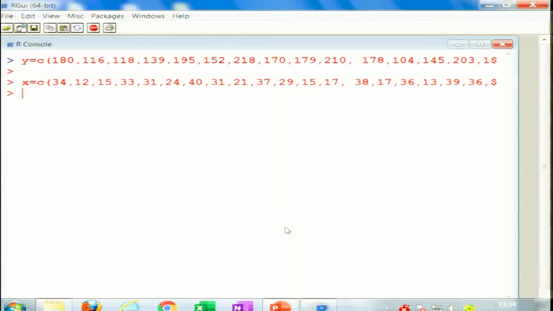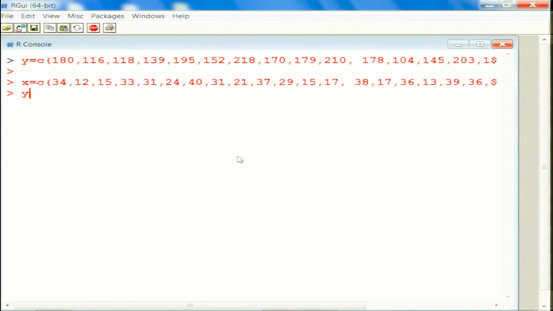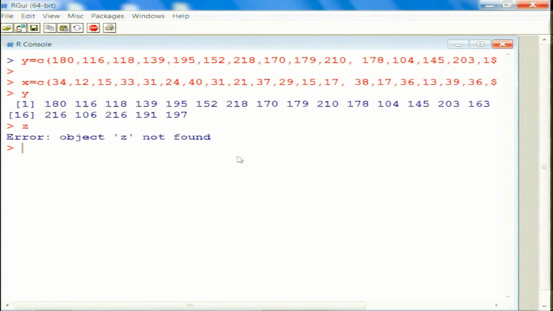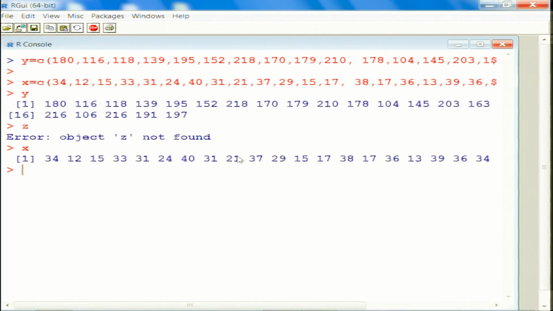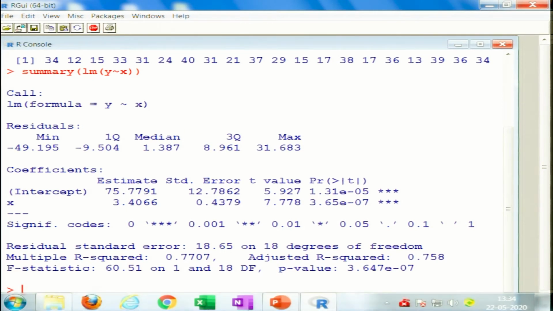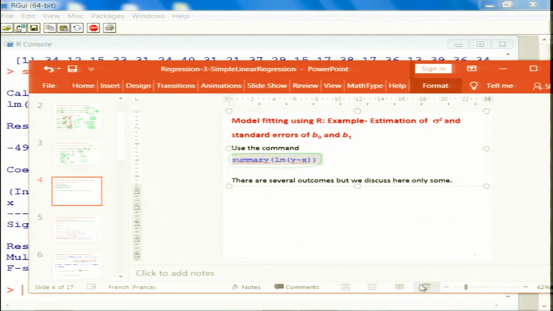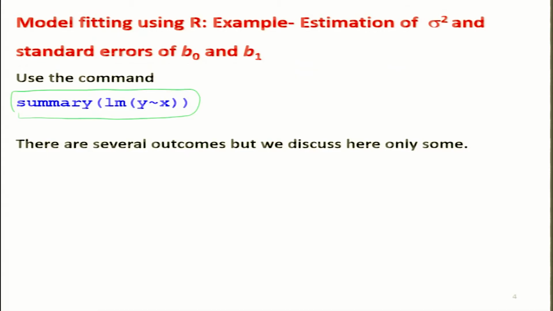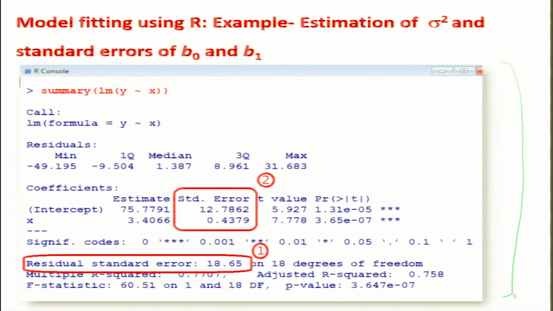And I already had entered this data. So, y is here like this, x is here like this, and now I try to find out the summary command. You can see here these are the values. So, I have just taken the screenshot of the same thing on this slide.